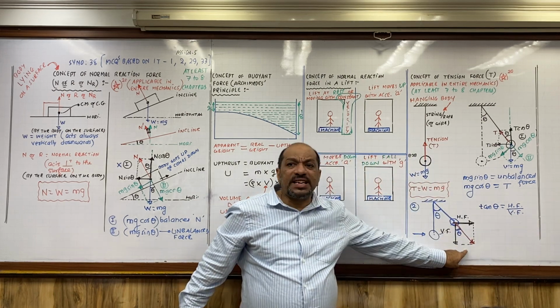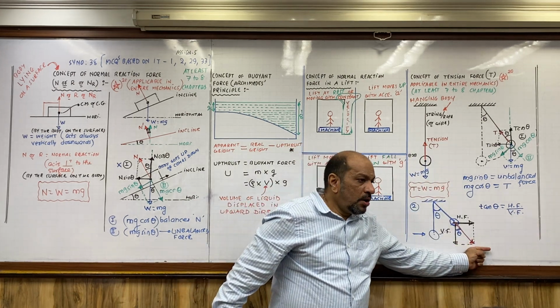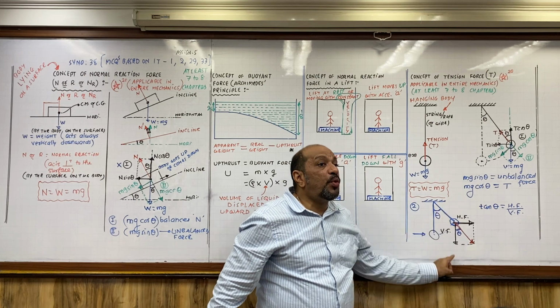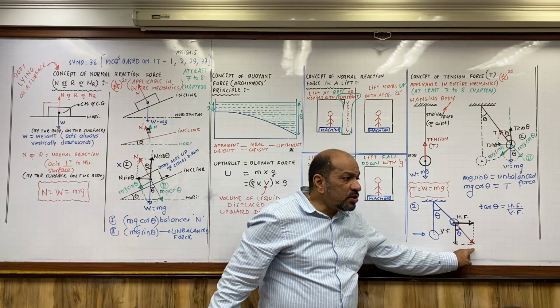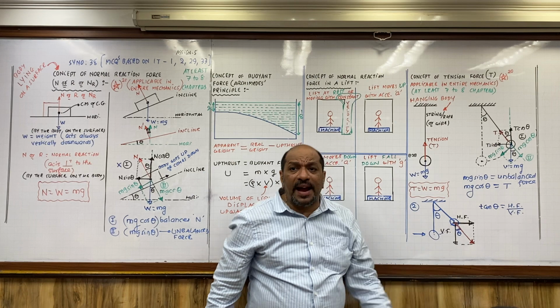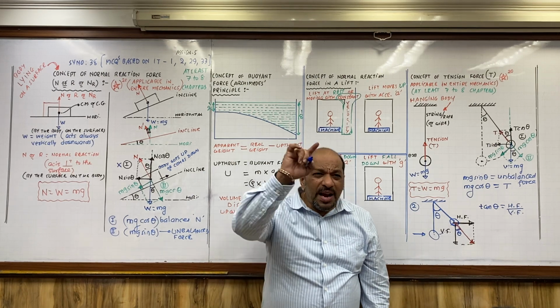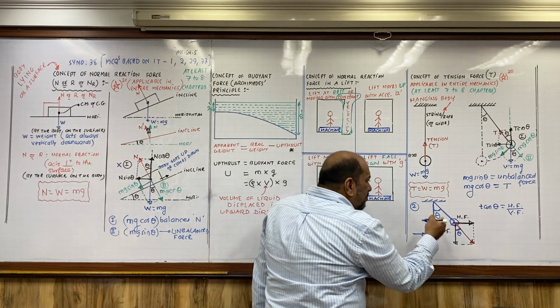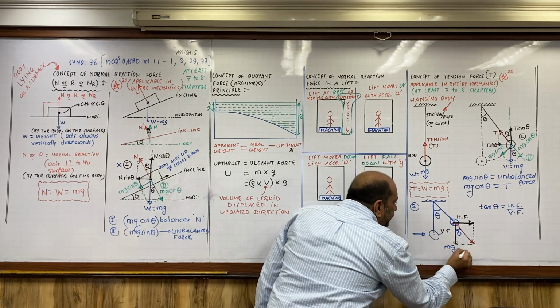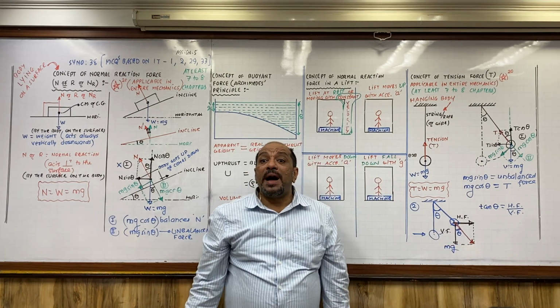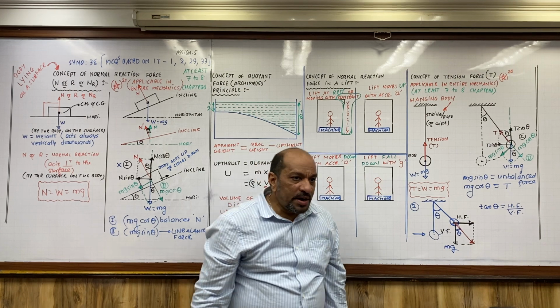Which side is opposite to theta? Horizontal. And which side is adjacent to theta? Vertical. Opposite to theta is horizontal, adjacent to theta is vertical. So tan of theta is horizontal force upon vertical force. Apply common sense. Vertical force by default is mg, no? Vertical force is by default the weight of the body, right?